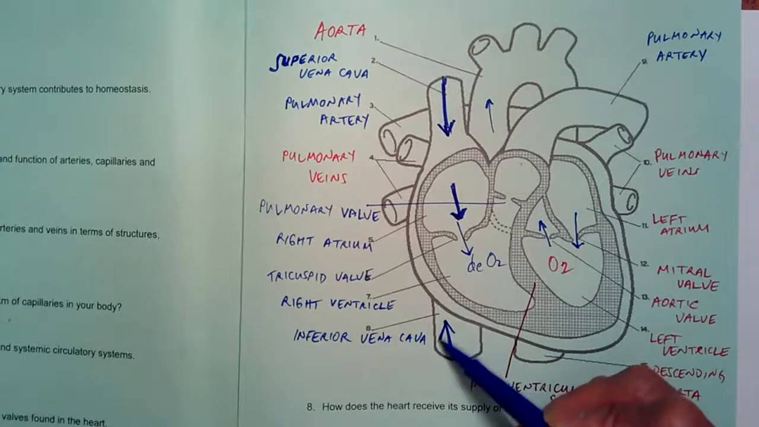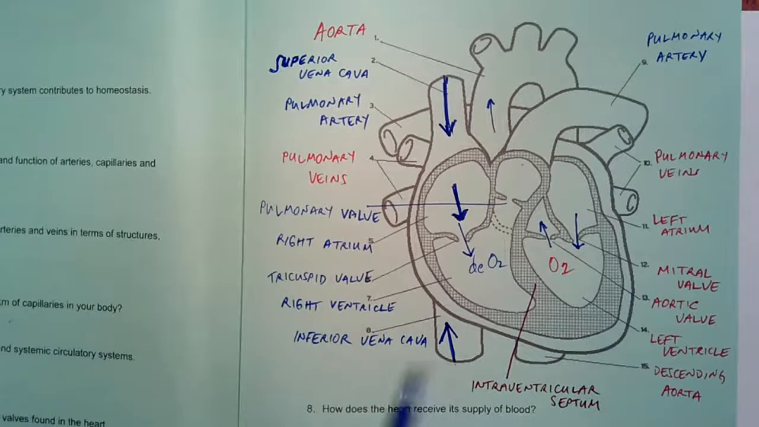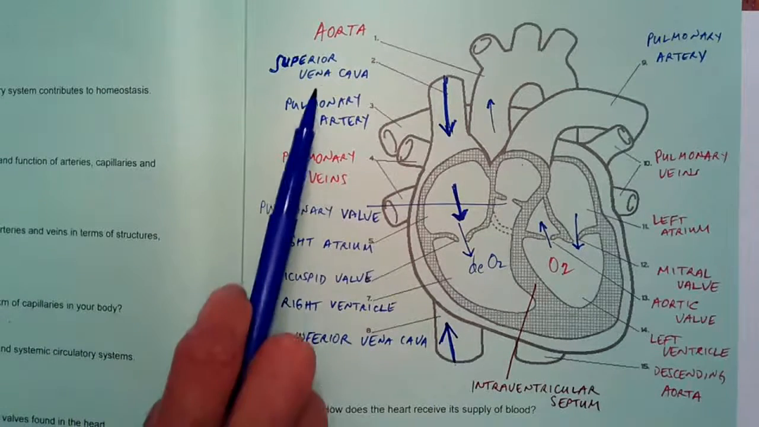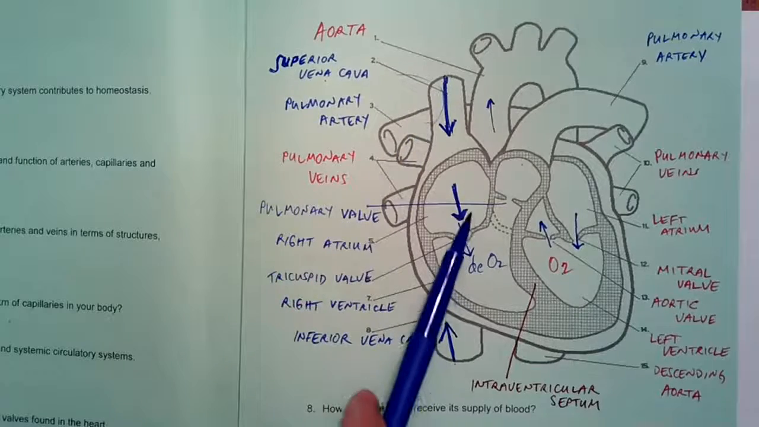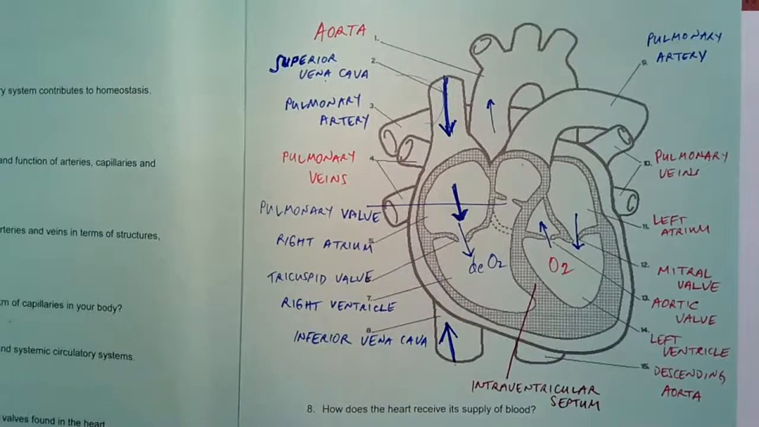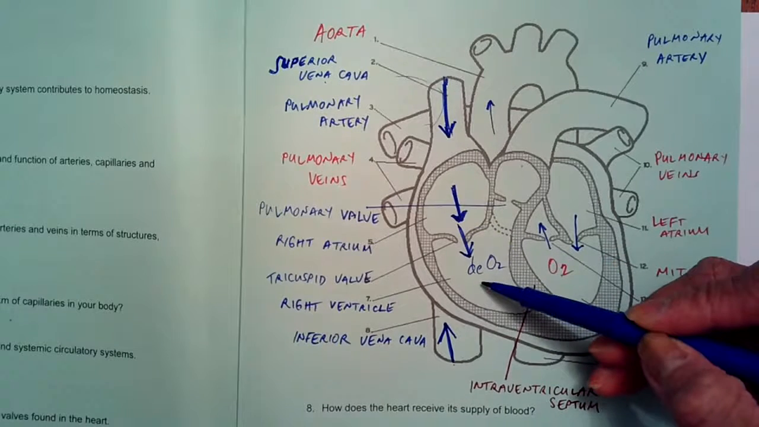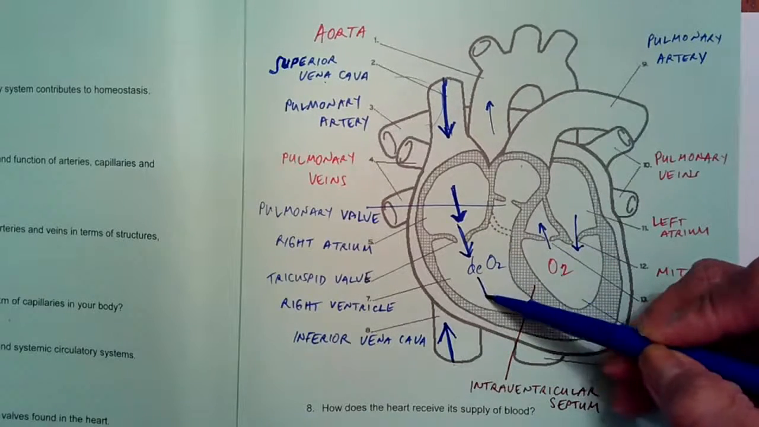So the blood goes from the lower parts of the body through the inferior vena cava, and from the upper part of the body through the superior vena cava, and it enters the right atrium. It goes through the tricuspid valve and it goes into the right ventricle.